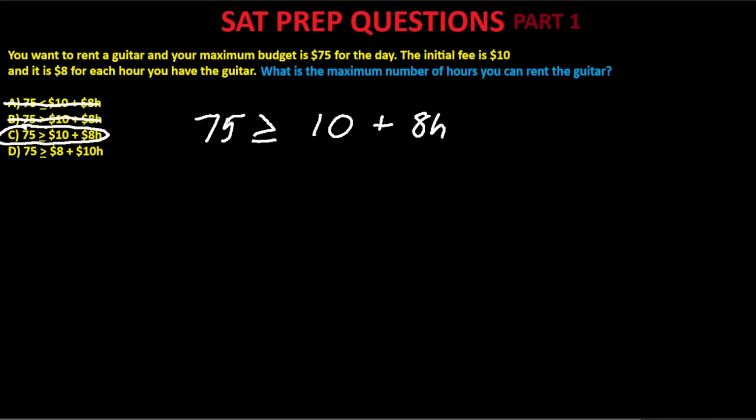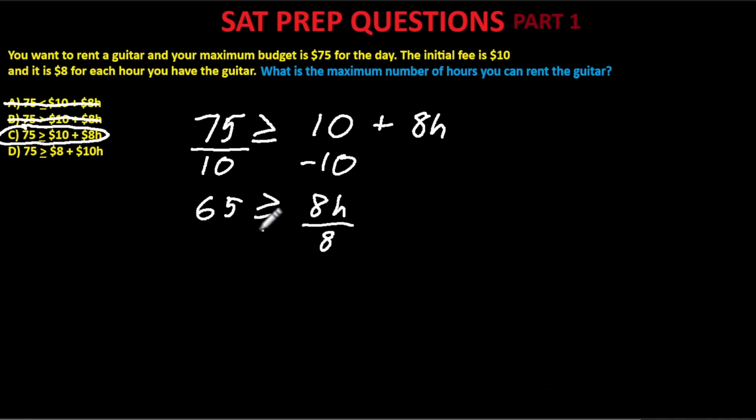Continuing on with the second situation, what's the maximum number of hours that you can rent the guitar for? Well, in order to do that, we need to solve this inequality. So we'll subtract $10 from each side. And what we get is 65 is greater than or equal to 8h.